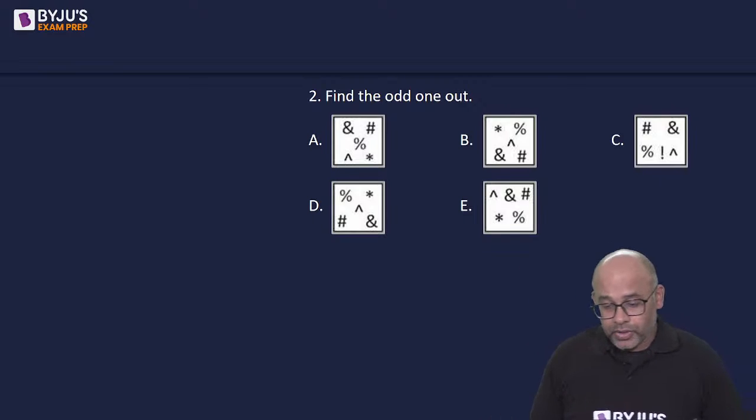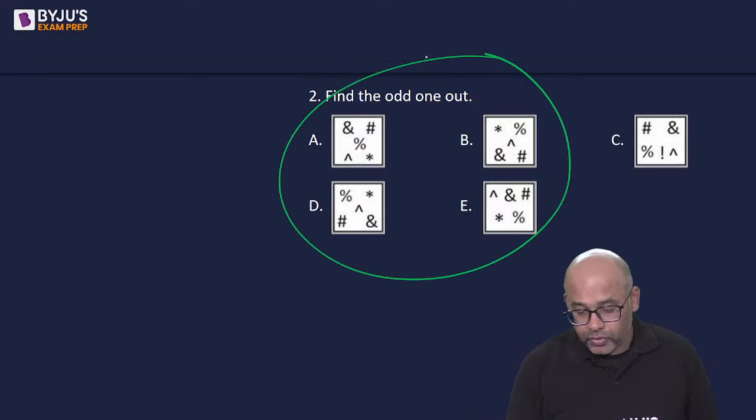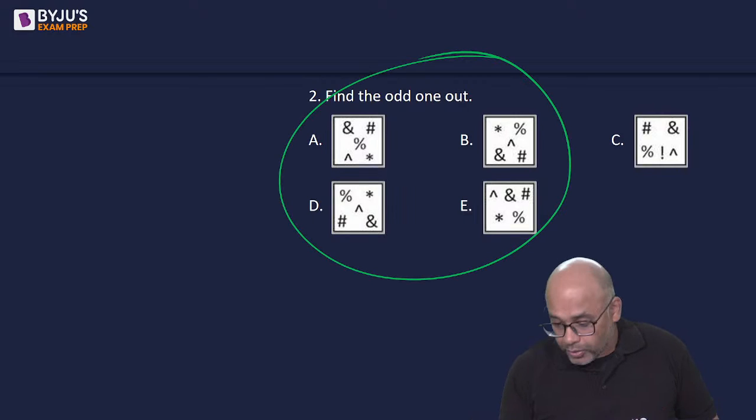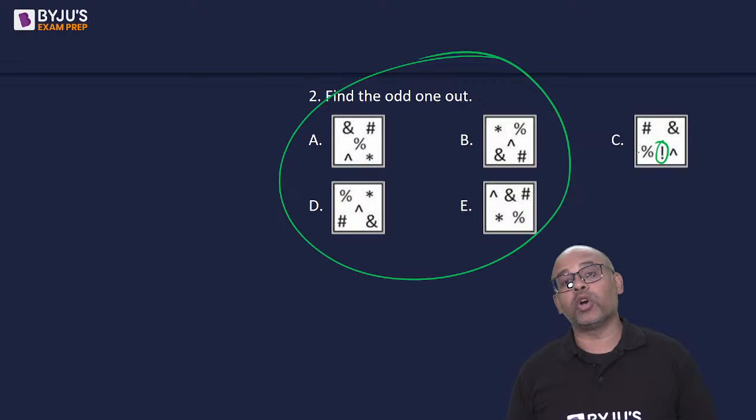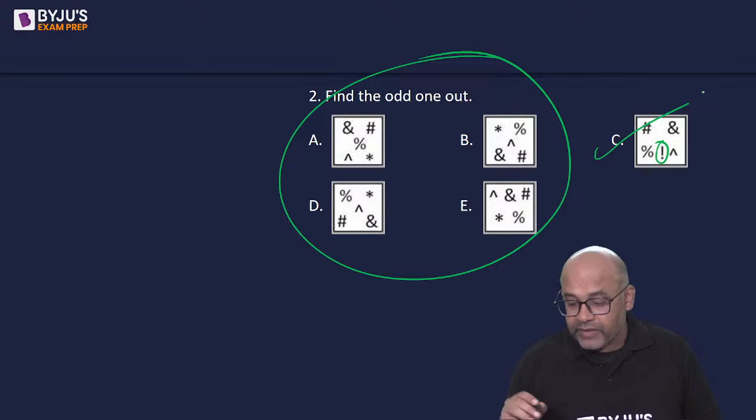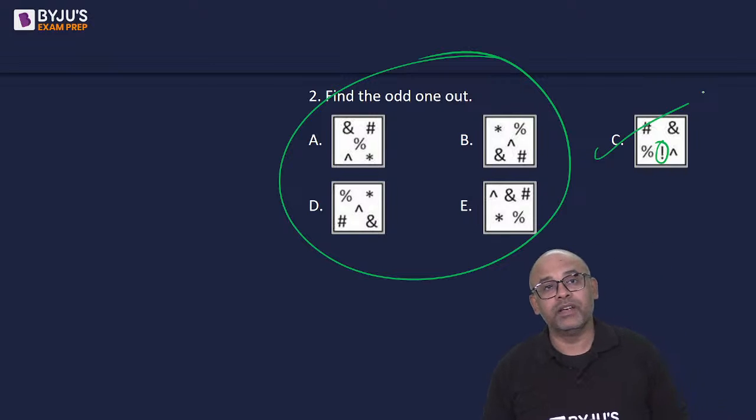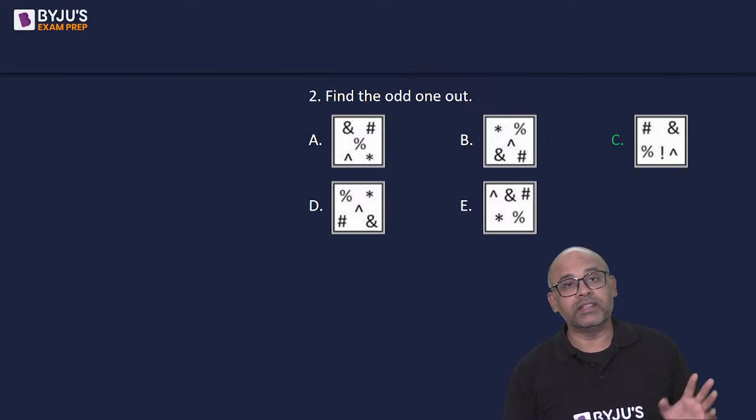Okay, so if you look at all of these four, the symbols are common. The only symbol which is not common is this exclamation mark. Exclamation mark is not there anywhere. Therefore, straight away your answer is C. Very simple answer, right? Correct answer is C because the symbol is different.